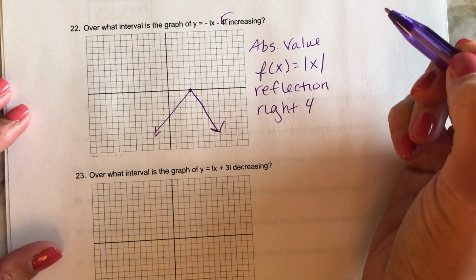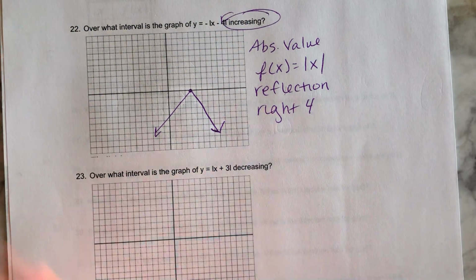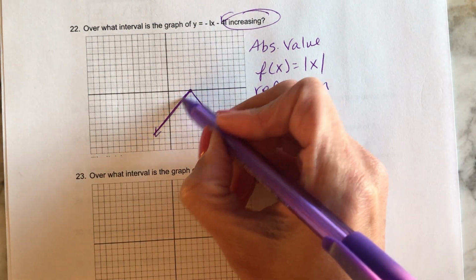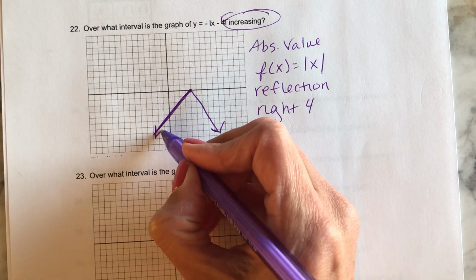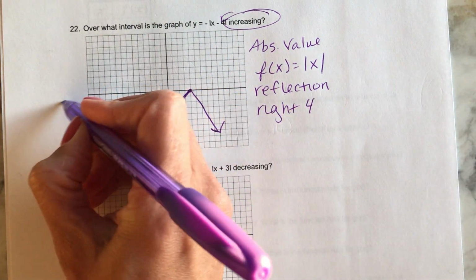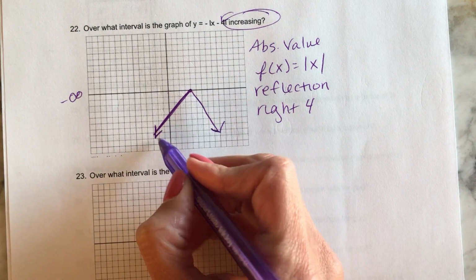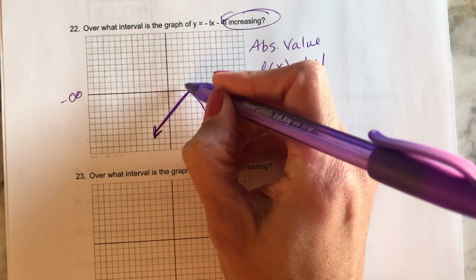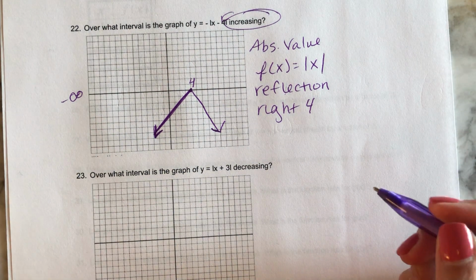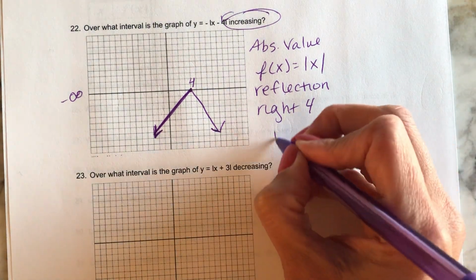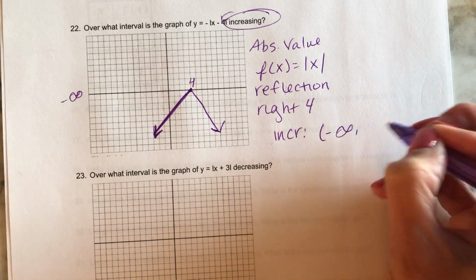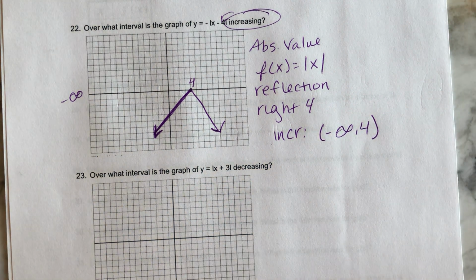So now I have it graphed, but I want to know what interval it is increasing. So increasing means it's going up. So the graph is going up here. And I'm looking at x values. This would be negative infinity. Arrow means it keeps going. Negative infinity to 4 here. So it is increasing from negative infinity to 4.